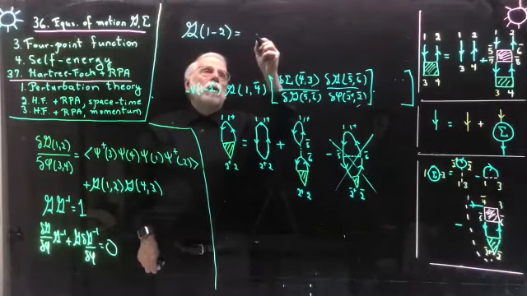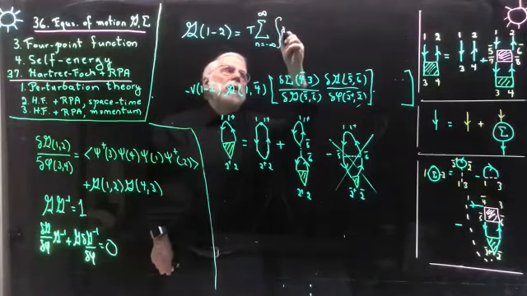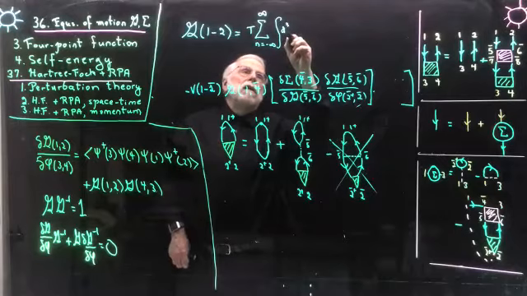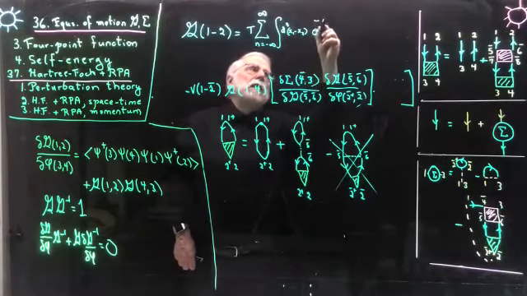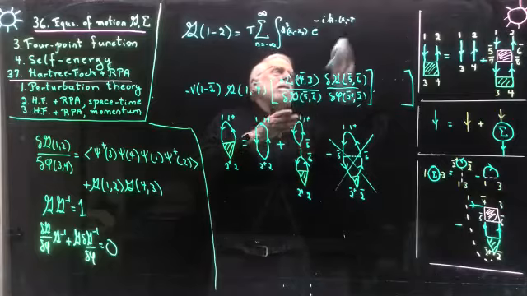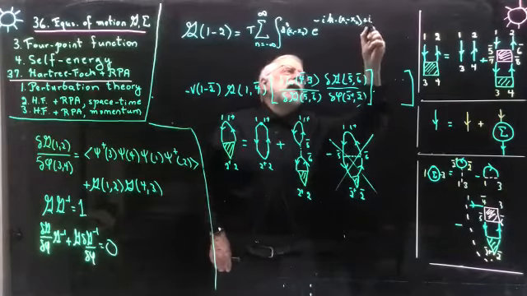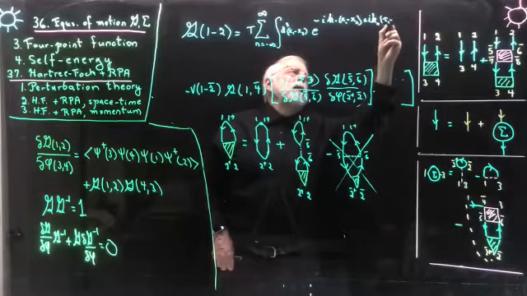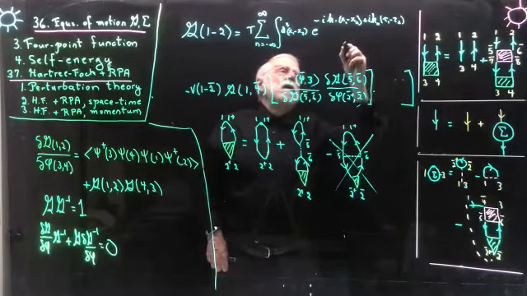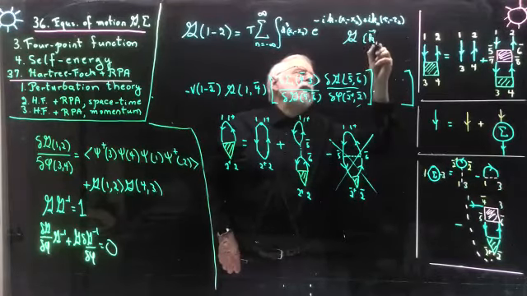So this is equal to temperature times the sum over Matsubara frequencies, and from minus infinity to infinity, integral d cubed k of e to the minus i k dot x1 minus x2, plus i k_n times tau 1 minus tau 2, times the Matsubara Green function. So it's G of k and i k_n.